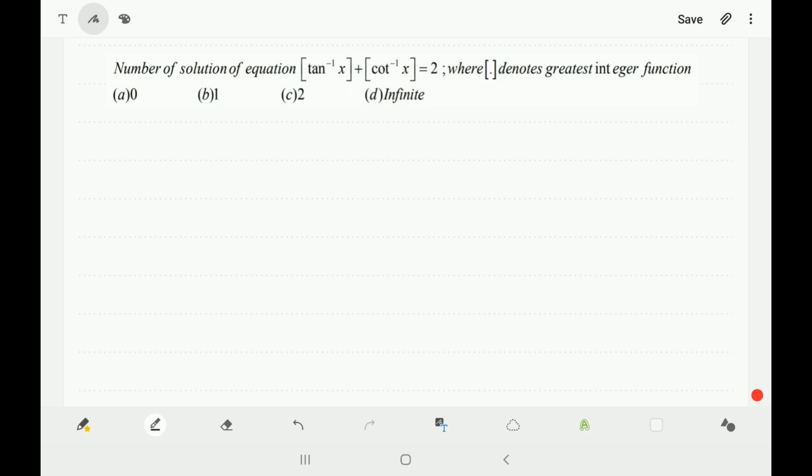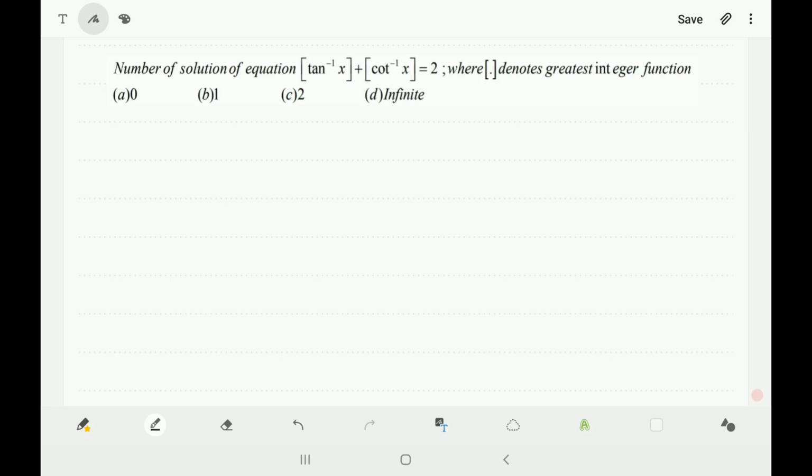In this problem, we have to find the number of solutions of the equation greatest integer of tan inverse x plus greatest integer of cot inverse x is equal to 2. The domain of this equation is x belongs to R. Now you can do this problem with two methods. First, you can draw the graphs of greatest integer tan inverse x and greatest integer cot inverse x, then add them on different intervals and check where the addition of these two functions gives the output 2.